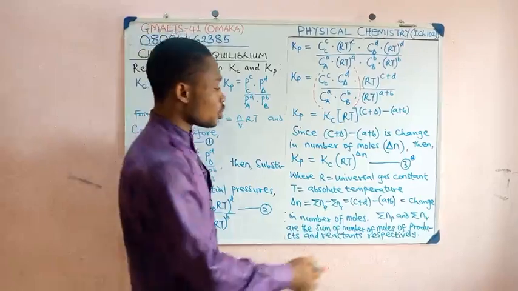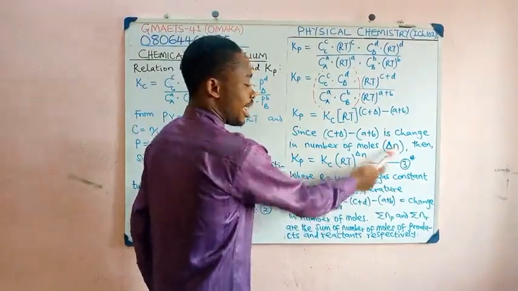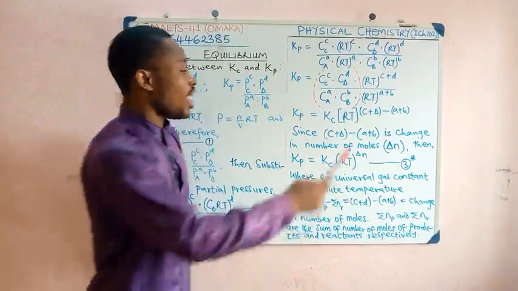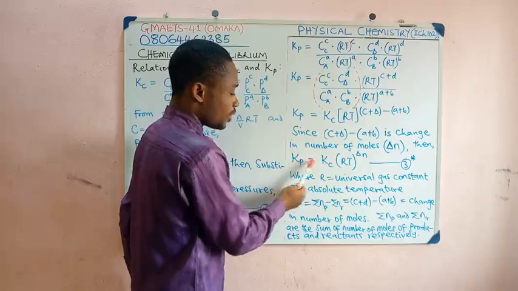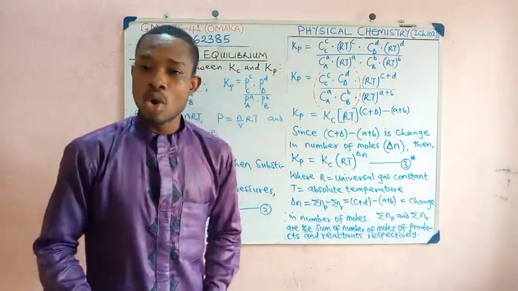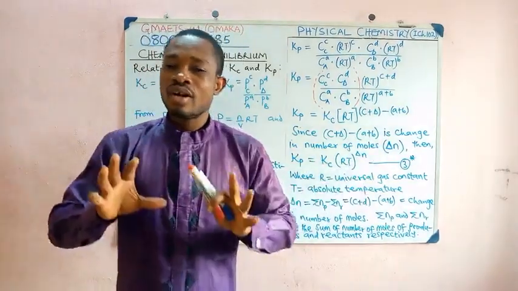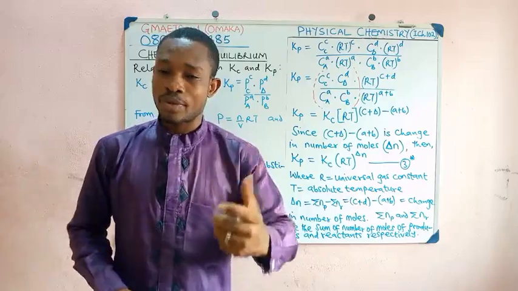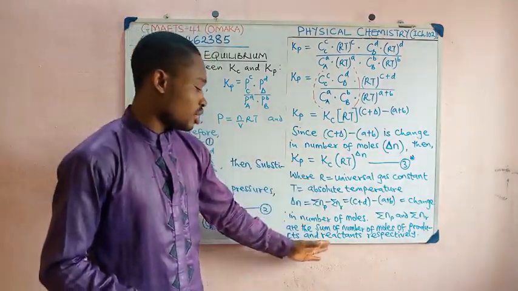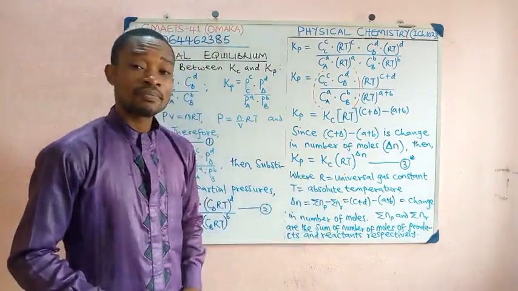And the change in number of moles, you can write it in terms of delta N, where N represents number of moles and delta represents change. Hence, this equation becomes Kp equal to Kc, RT raised to the power change in number of moles. And that equation 3 star is the relationship between Kp and Kc. You can see the definition of the terms there. Alright, so you can go through that.